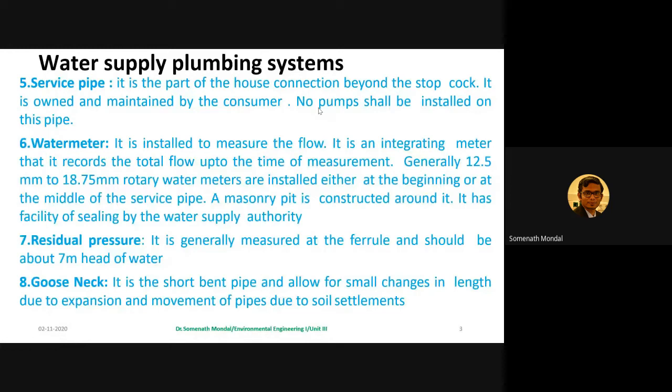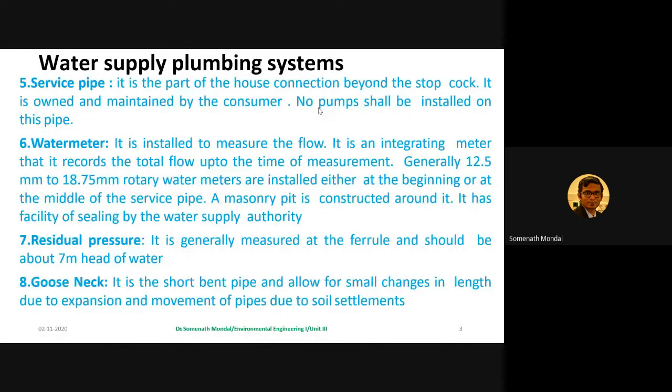Next is gooseneck. So gooseneck is small sized curved pipe made of flexible material, usually lead, and is about 75 centimeter in length. Right? And forming a flexible connection between the water main and the service pipe. So sometimes such kind of components are also necessary to connect, and that is the reason gooseneck is a very important component. Now another one, I guess I missed one, that is the stopcock.